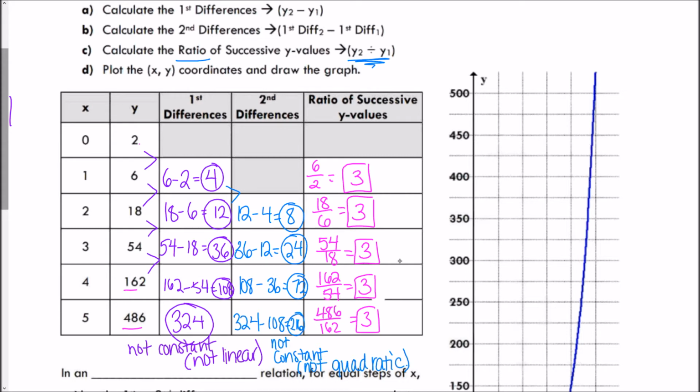So what this is going to tell us is this is exponential. And remember, exponential means you've got an exponent, okay? So this should make sense because when you have an exponent, it means you're repeatedly multiplying. So here we are repeatedly multiplying by 3. And we know that from our ratio of successive y values, okay?